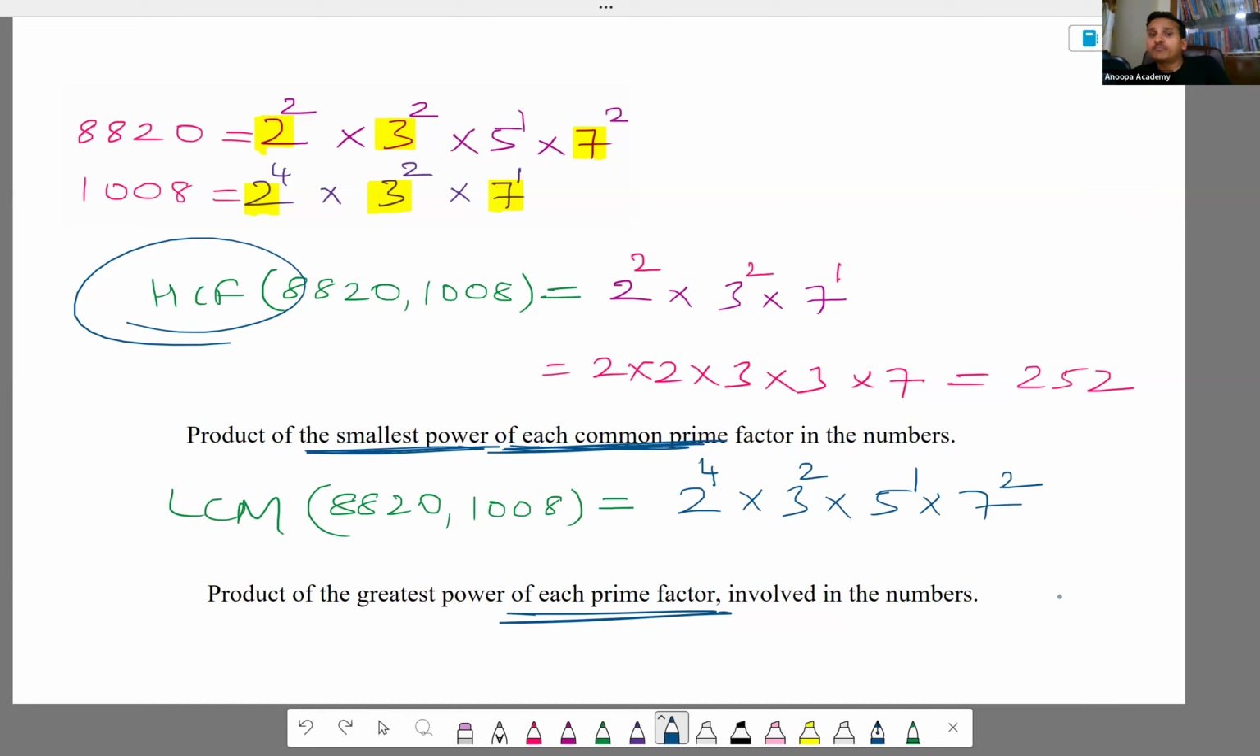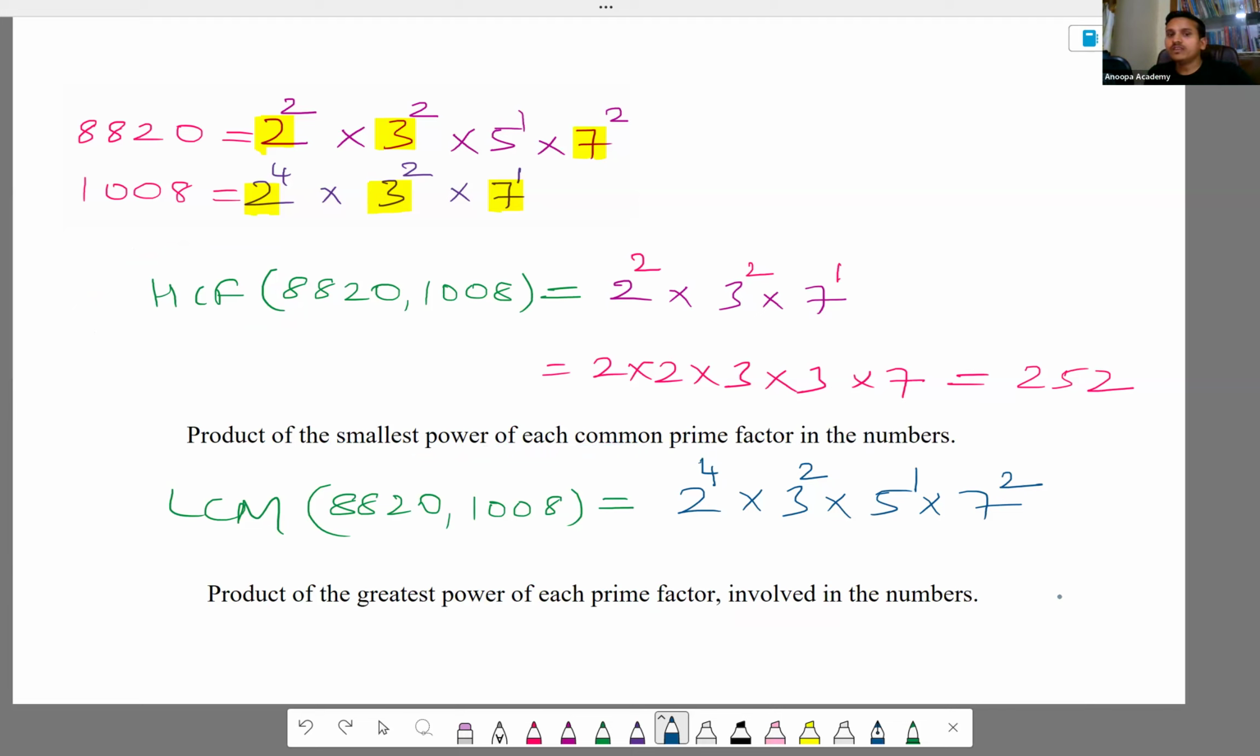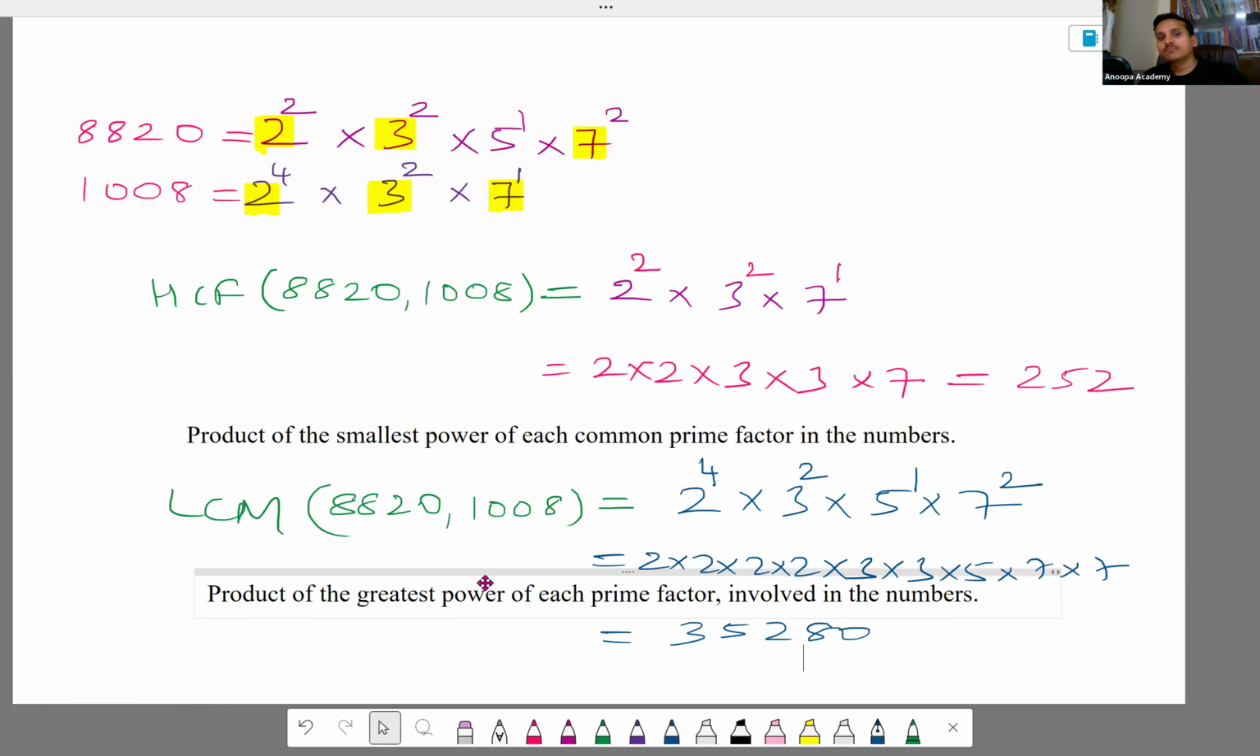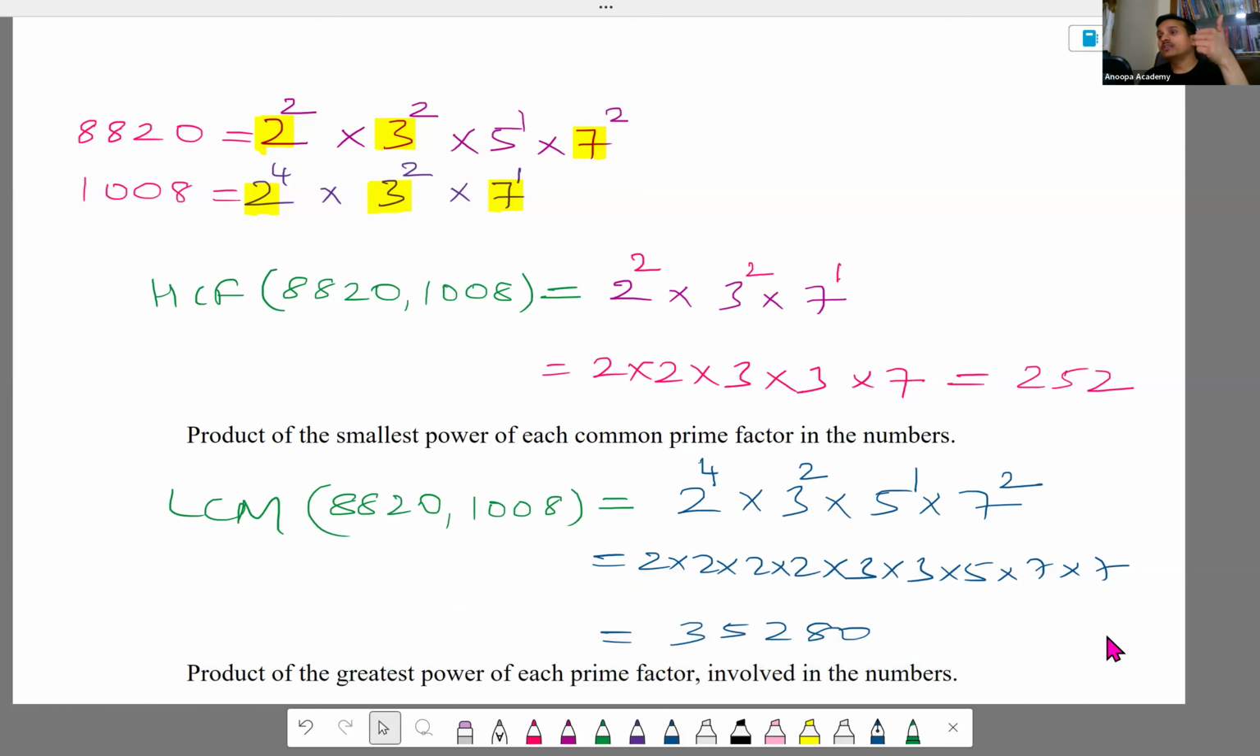Very, very important. If you understand this question, you can solve any question. Otherwise, you will keep getting confused. So 2 to the power 4 means 2 into 2 into 2 into 2. 3 power 2 means 3 into 3. Then 5 into 7 into 7. If you multiply, you will get 35280. Is it clear, everyone? Very good.